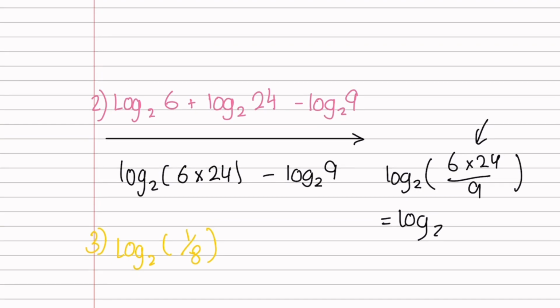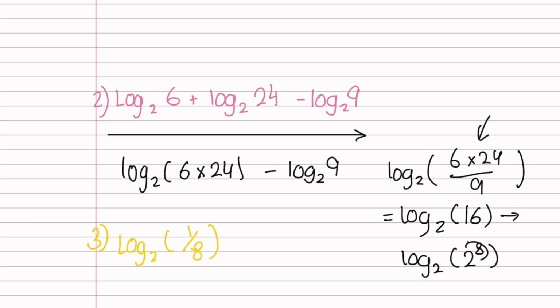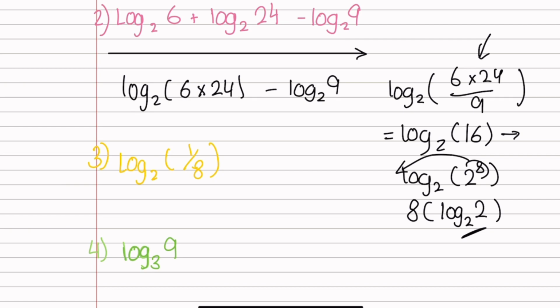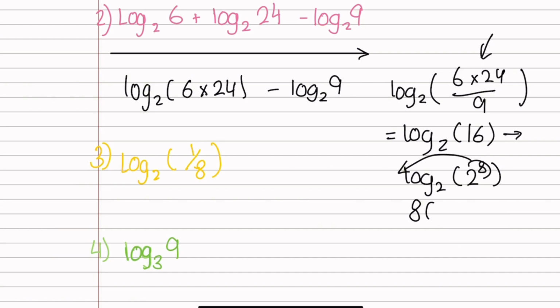Okay, so log base 2 of 256. Now notice that 256 can be written as 2 to the power of 8. Therefore that's the same as log base 2 of 2 to the power of 8, and we talked about the power coefficient rule. Therefore any power can come outside as a coefficient. Therefore it's 8 times log base 2 of 2. Notice that log base 2 of 2 is equal to 1. Therefore I can replace this whole thing with 1. So 8 times 1 is equal to 8, as you can see.